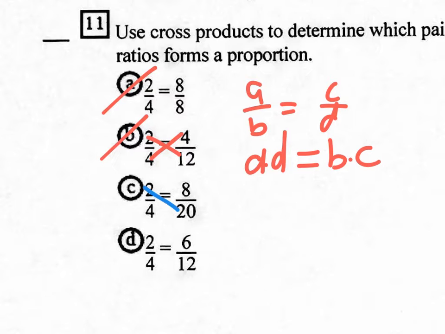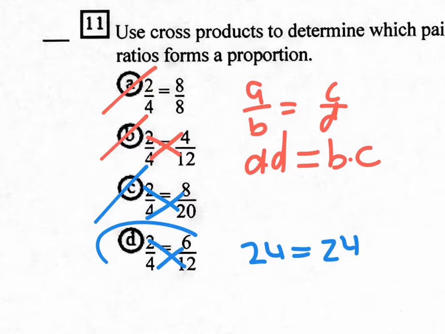They have to equal each other. So when you say 2 times 20, that's 40. 4 times 8 is 32. Can't be that one either. So it must be this one. 2 times 12, that's 24. 4 times 6 is 24. Those are equal to each other. That's your answer, D. Let's move on to the second page.